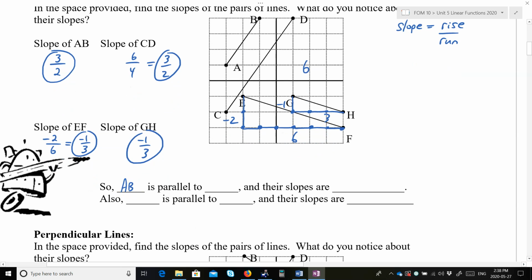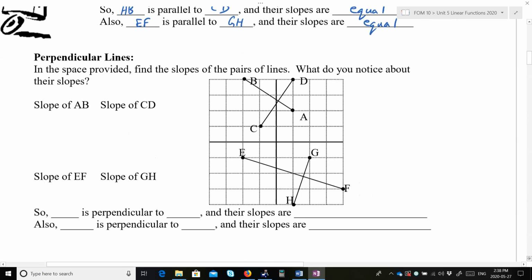So AB is parallel to CD, and their slopes are equal. Also, EF is parallel to GH, and their slopes are equal. Okay, so that's the main crux of parallel lines. They have equal slopes, is what that's trying to show. Okay, how about perpendicular lines?